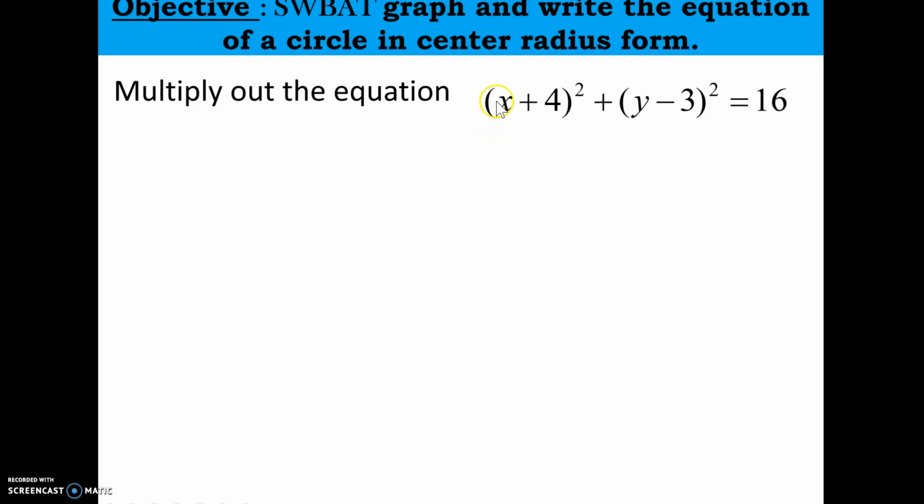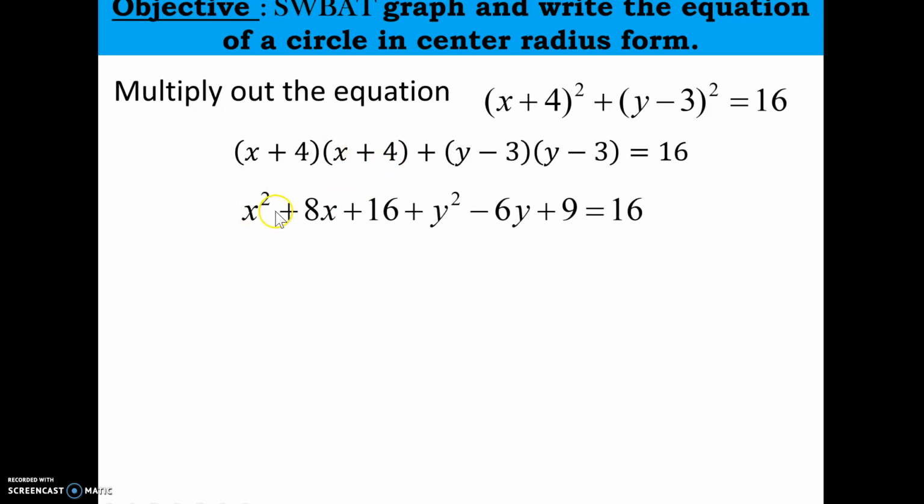Now to do that, we're going to just expand this, multiply everything out. So x plus 4 squared means you have 2 of these, so you're going to expand it out. And then you're going to have y minus 3 squared, you're going to expand it out and multiply it out. So when you multiply these two binomials, you're going to get a trinomial.